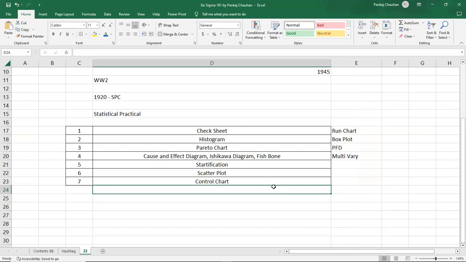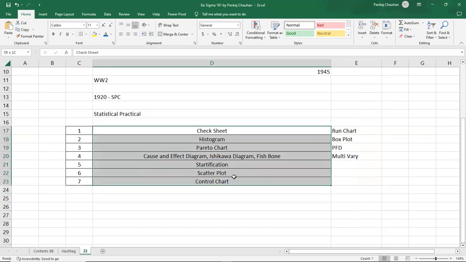Like in the next session, I will be giving you the information about how we can go into detail and do these analyses with the help of the 7QC tool.